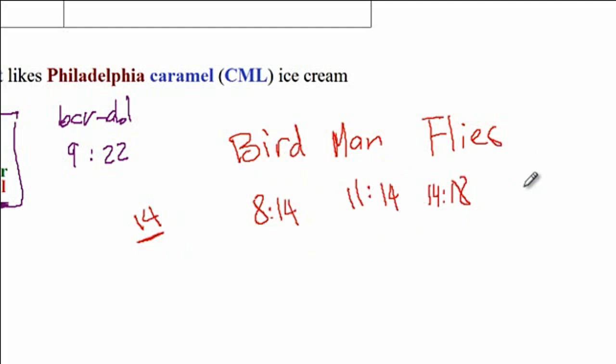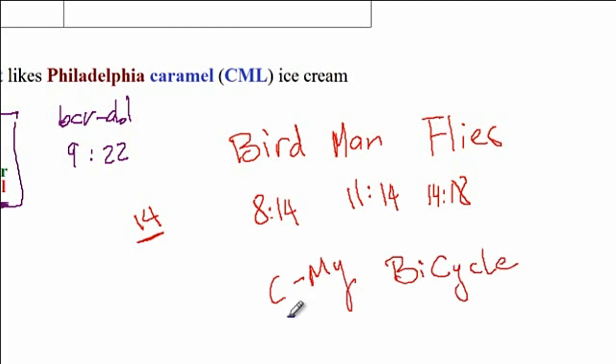Now, in order to remember the type of genes that are involved, here I have another memory aid for you, which is called See My Bicycle. So c-Myc gene is associated with the Burkitt's lymphoma, while the BCL genes are associated with the mantle as well as the follicular lymphoma.